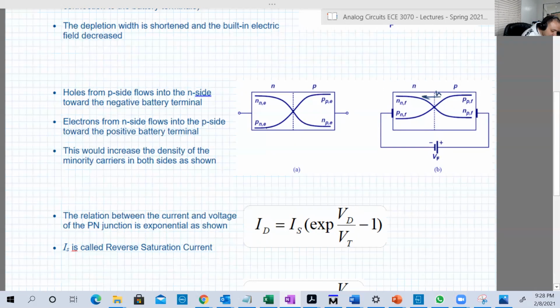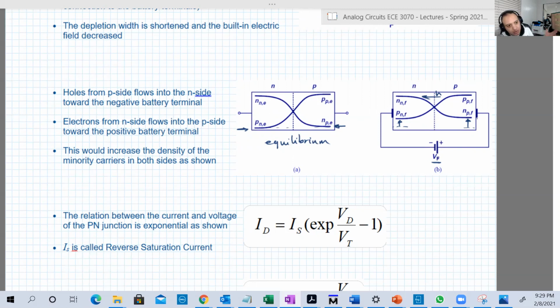N side. So look, in the equilibrium condition, this was, for example, the concentration of the minority. After connecting the forward bias, look now at the minority concentration. It was before, let's say, here, and it increases to that level. And that one was here, and it increases to that level, because electrons are moving from N to P. So they will increase the minority carriers at the P side.